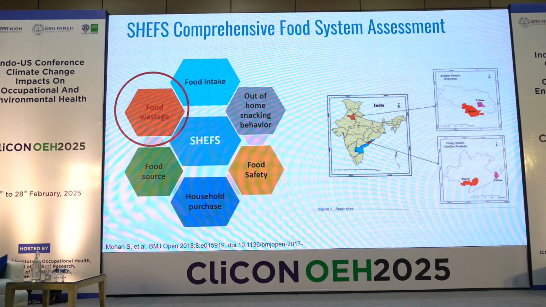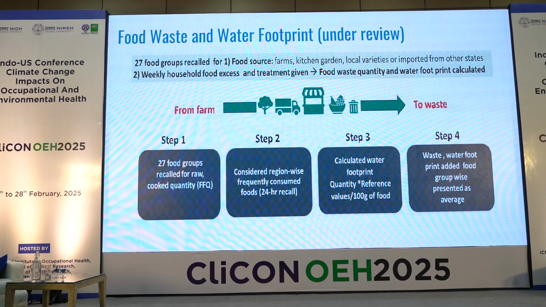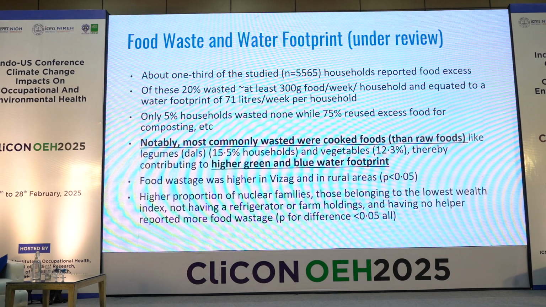I'm not going to present all of that. I'm just going to present something on food wastage, because this has got a huge bearing on water wastage. So let's look at this. What we did here was we looked at the food sources, weekly household food excess, and food wastage, and water footprint was calculated. So in step one, we gathered data on 27 food groups, then considered region-wise frequently consumed foods, and calculated water footprint and wastewater footprint added for group-wise percentages, and we calculated the average.